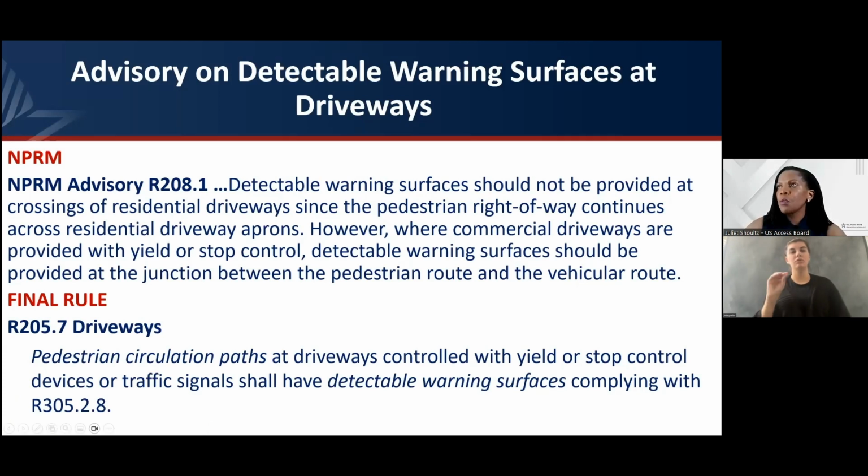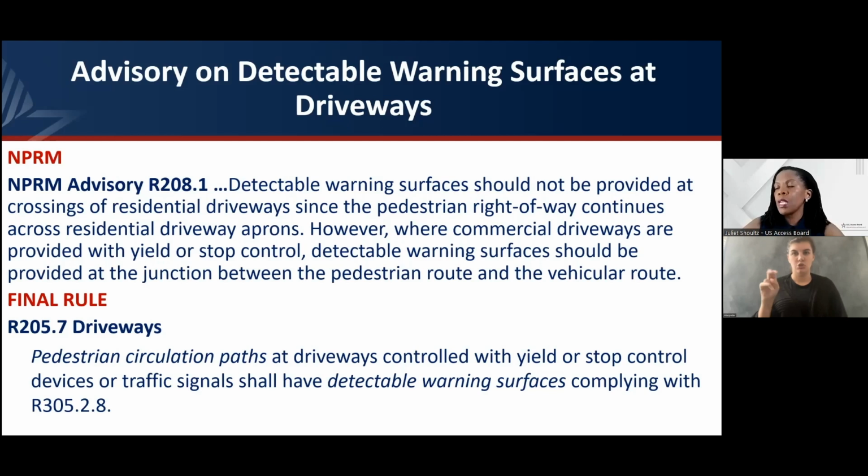So like I mentioned, we removed the advisories, and I'll talk to some of the places where we removed them. In some places, we completely got rid of the advisory language. In other cases, we didn't completely remove it. What we did is we instead made it a provision.